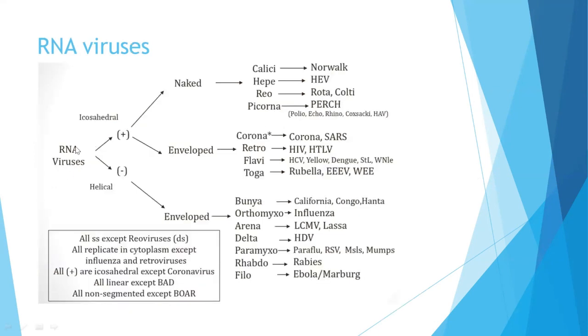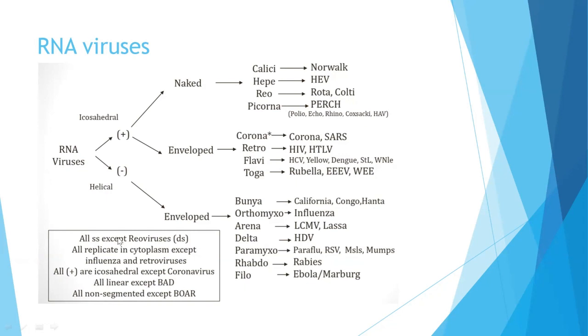Now here we have the classification of RNA viruses. RNA viruses can have either an icosahedral capsid or a helical capsid. Icosahedral ones can again be naked or enveloped. Naked viruses include calicivirus, hepevirus, reovirus, and picornavirus. Enveloped viruses include coronavirus, retrovirus, flavivirus, and togavirus. Helical enveloped viruses include Bunyavirus, orthomyxovirus, arenavirus, deltavirus, paramyxovirus, rhabdovirus, and filovirus. You need to remember these names.